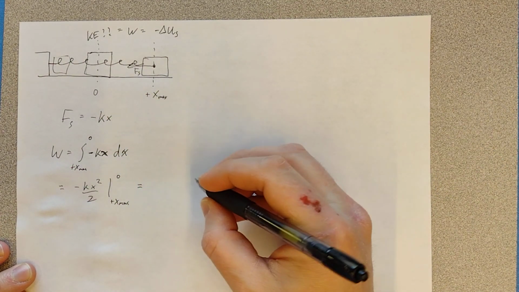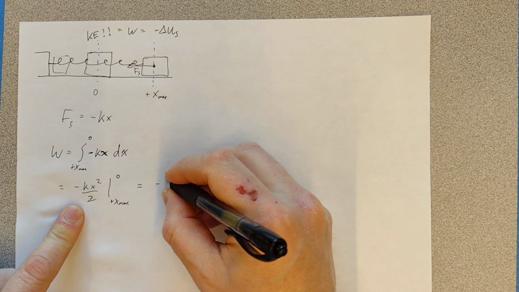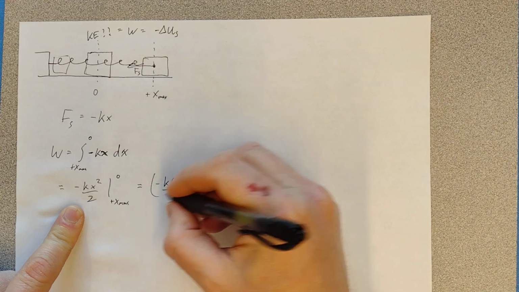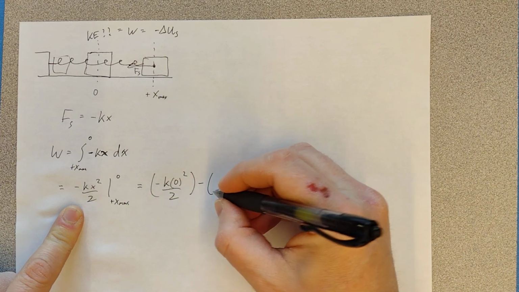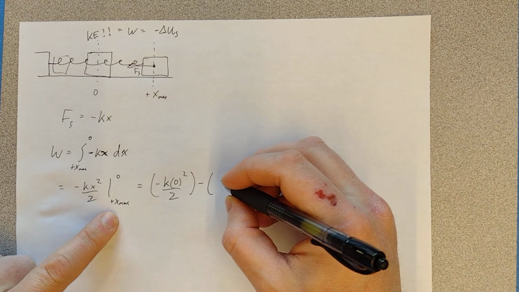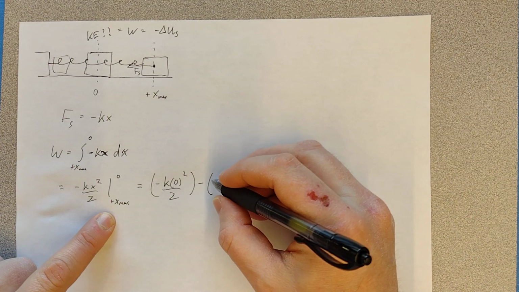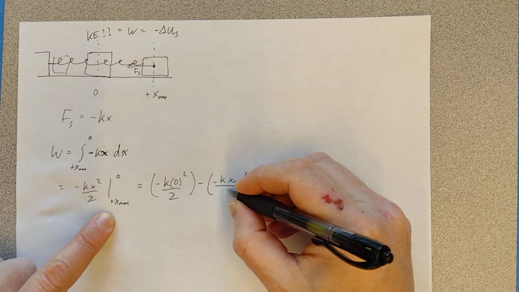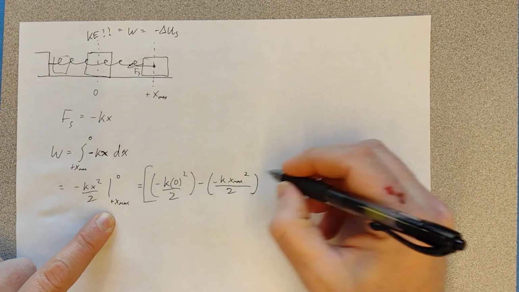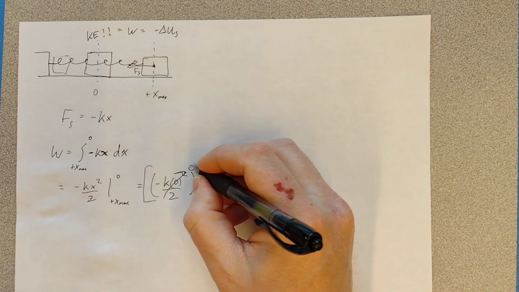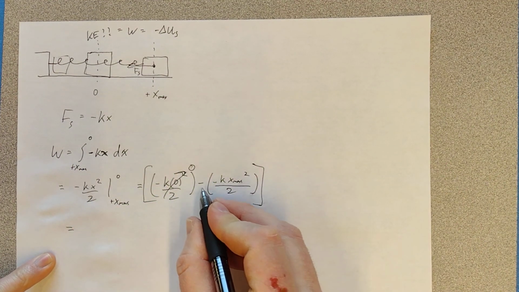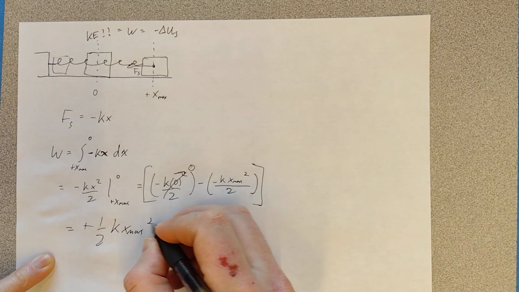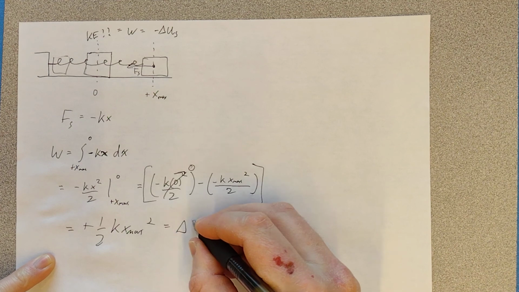All right, so we evaluate, we plug in 0 first. Negative k times 0 squared over 2. All right. We subtract off what we get when we plug in the bottom bound. So negative k x max squared over 2. Usually put brackets around this, so that goes to 0. And we get the work done equals positive 1/2 k x max squared. So that equals the change in kinetic energy.